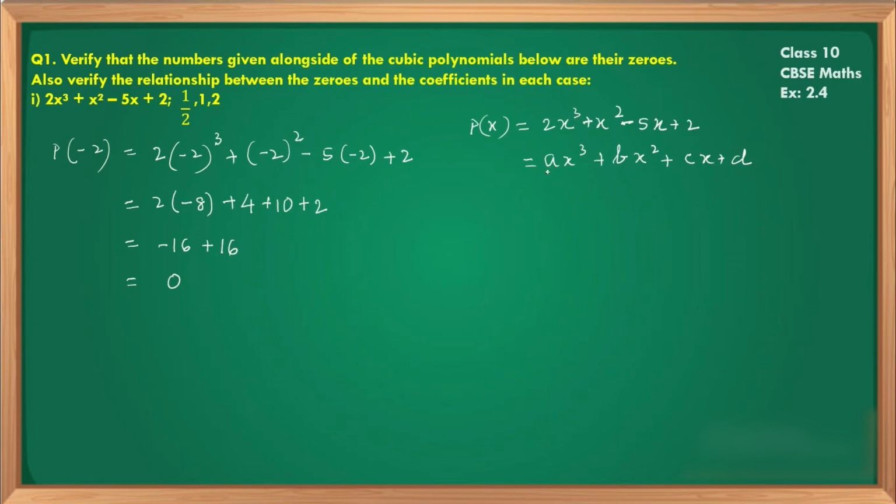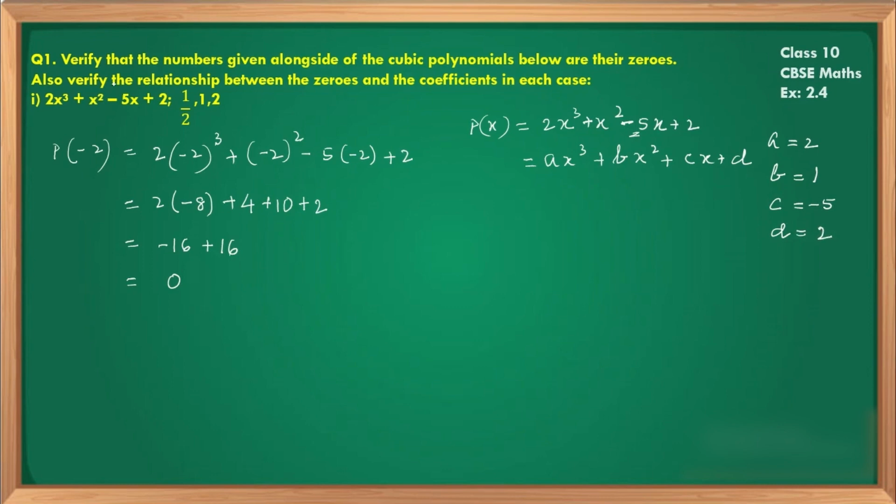Now, the values of a, b, c, d can be found like this. a is equal to 2. That means the coefficient of x cubed is a here, and in the given question it is 2. Therefore, a is equal to 2. And b, what is b? b is equal to 1. In front of x squared we have 1 as a coefficient. Now c. c is minus 5. Here you can see minus 5. Finally, d. d is 2.